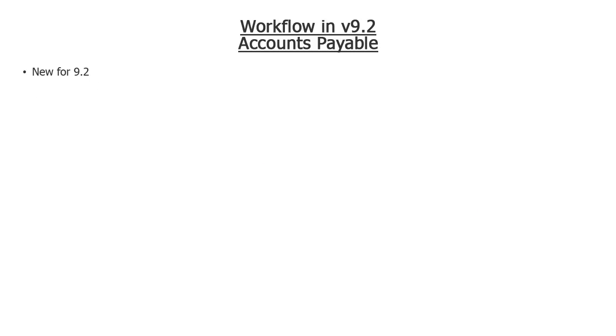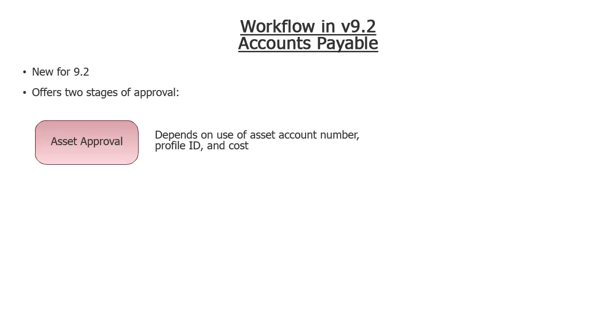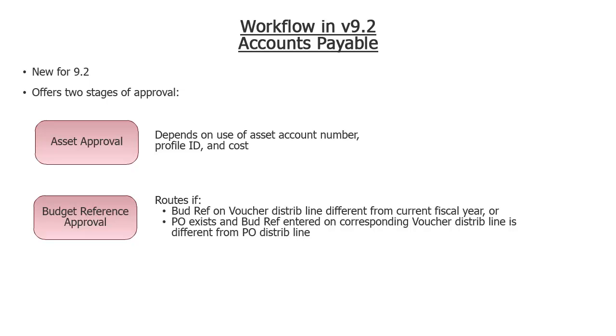Accounts payable is taking advantage of workflow in 9.2. It offers 2 stages of approval. The first is asset approval, which depends on the use of an asset account number, profile ID, and cost. The second is budget reference approval, which routes to an approver if the budget reference entered on the voucher distribution line is different than the current fiscal year, or if a PO exists and the budget reference entered on the corresponding voucher distribution line is different than the purchase order distribution line. There will be new security roles associated with the AP workflows.